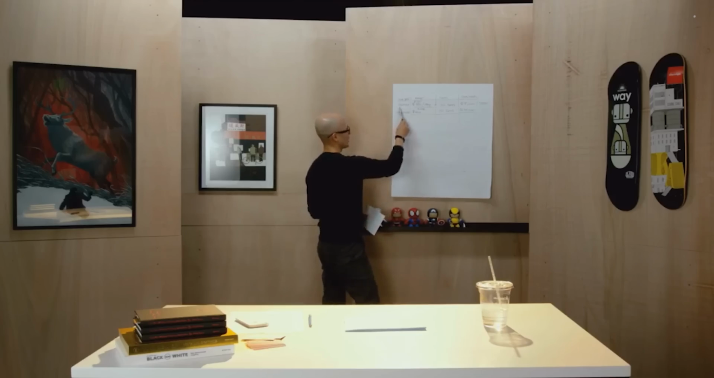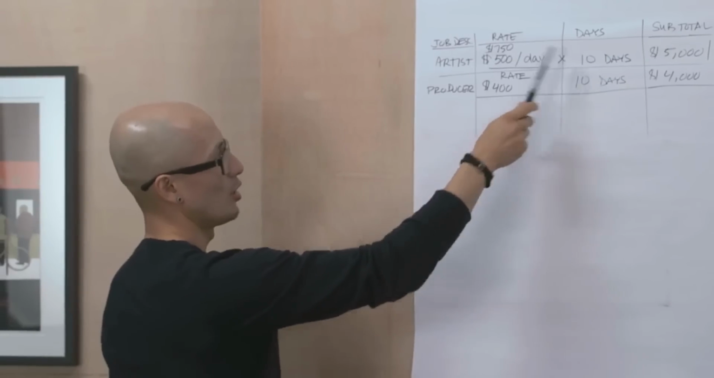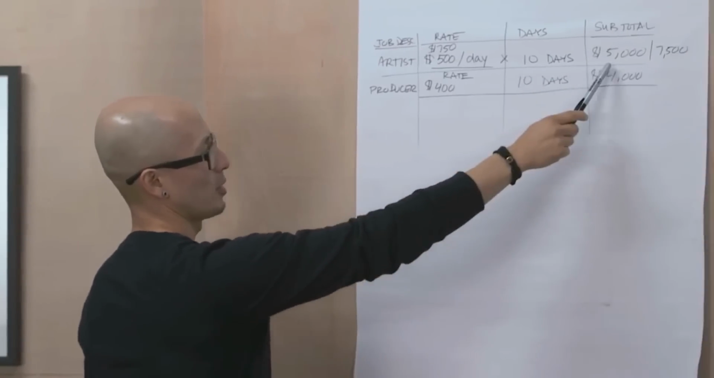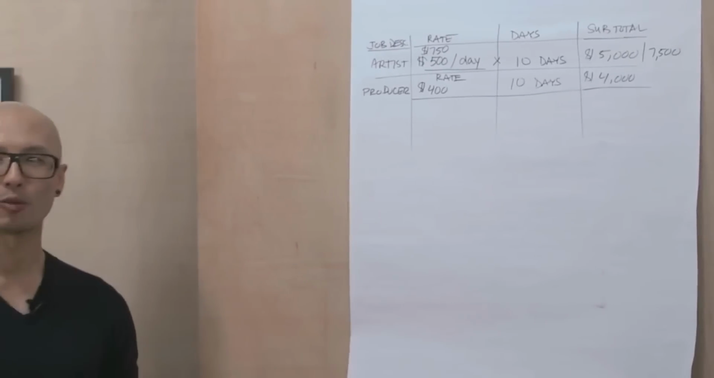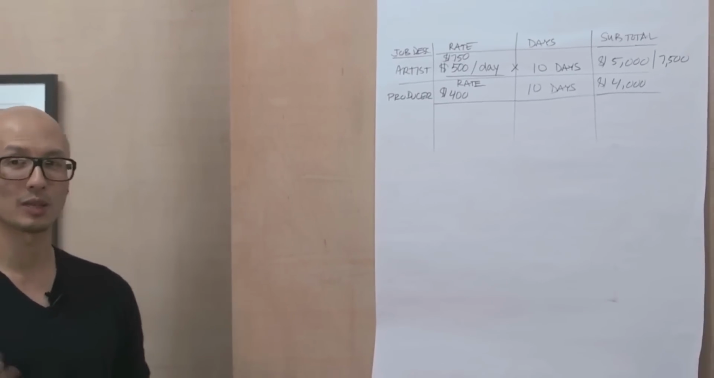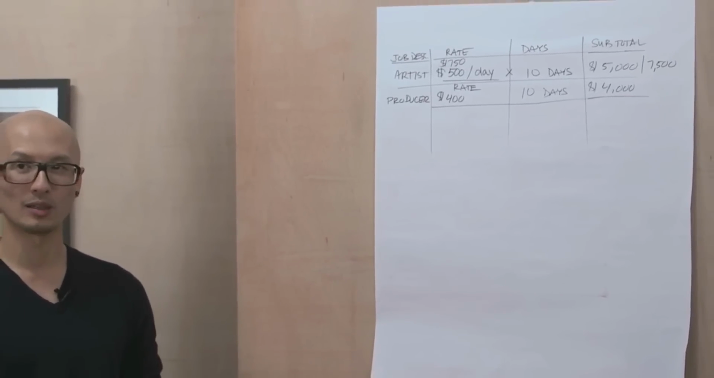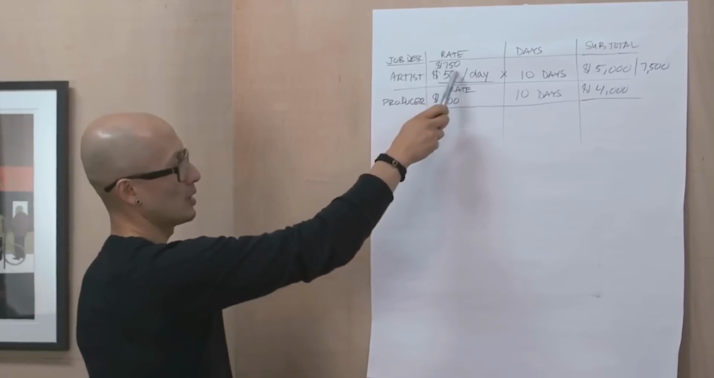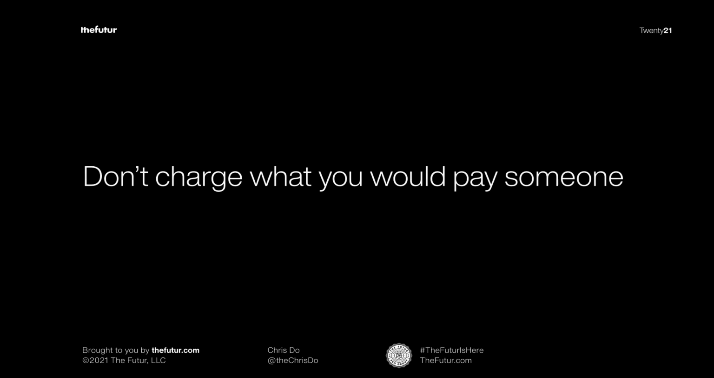So initially, you were talking about having an artist at $500 a day for 10 days. So by the math, that would be $5,000. But the problem is, if you run into a problem, if things are delayed or you underestimate the job, you're now going to go into the red. So you cannot charge the same amount as you're going to pay the person. It doesn't make any sense.